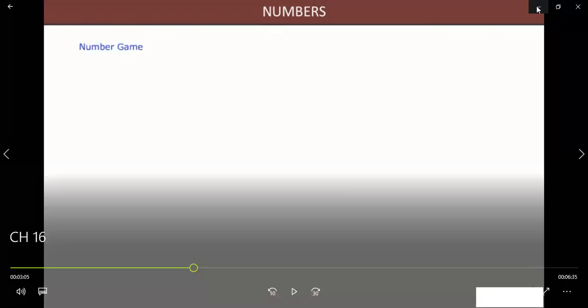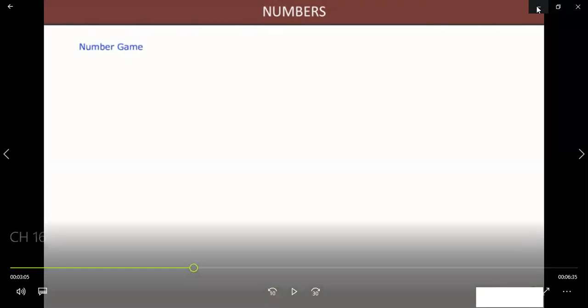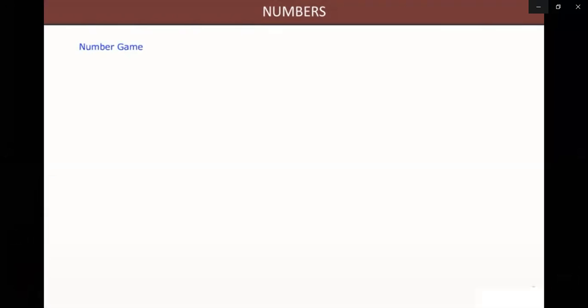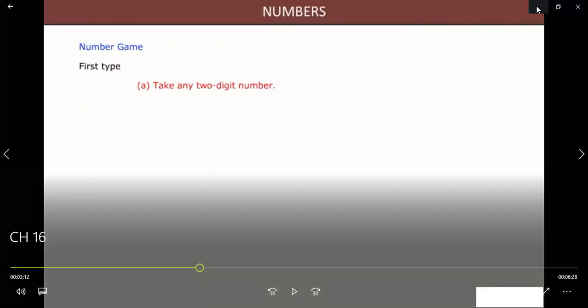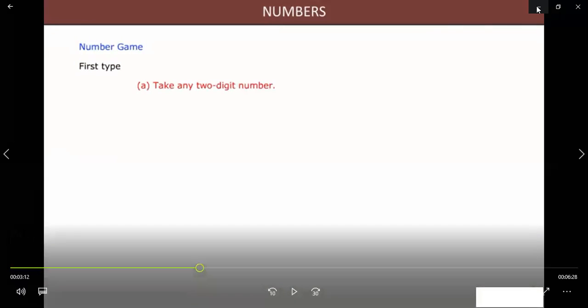So now let's start with some number games. A few number games we'll see, and it is one interesting concept that you should understand. First type of number game. These are the steps or rules that we have to follow in order to understand these number games. First step is take any two-digit number.